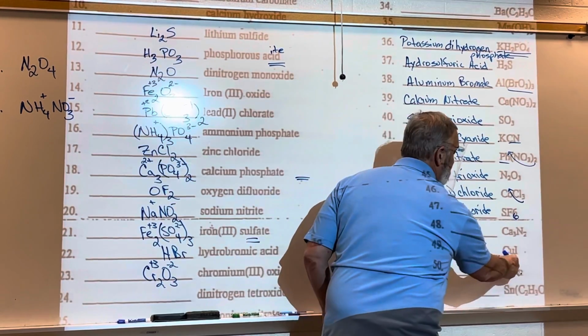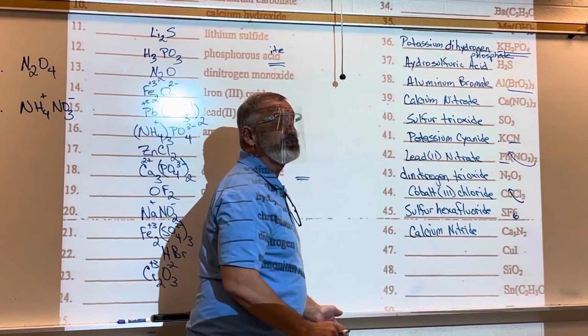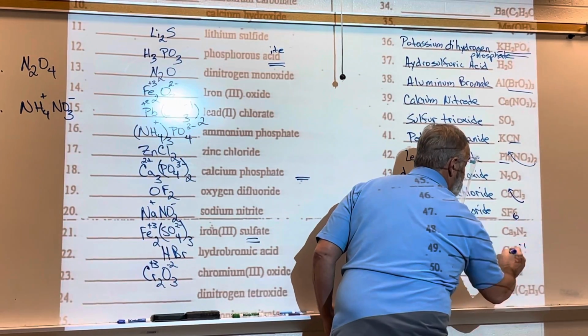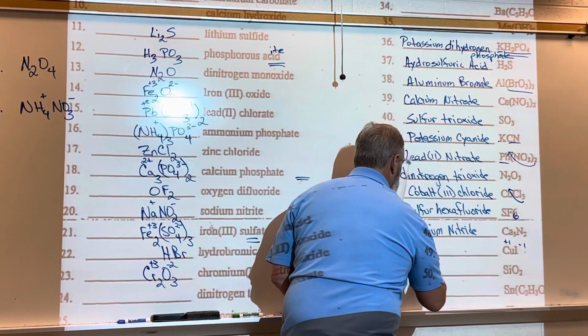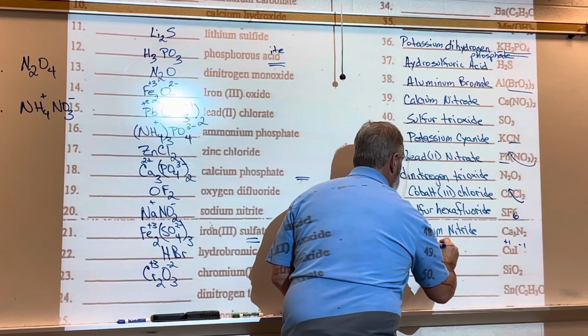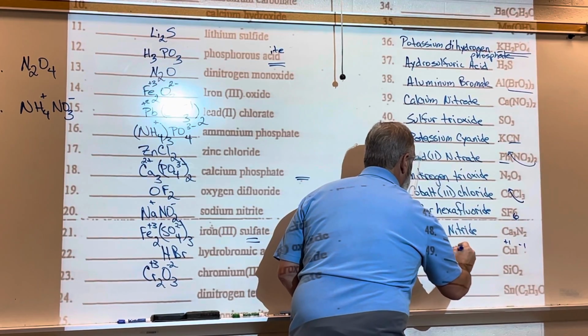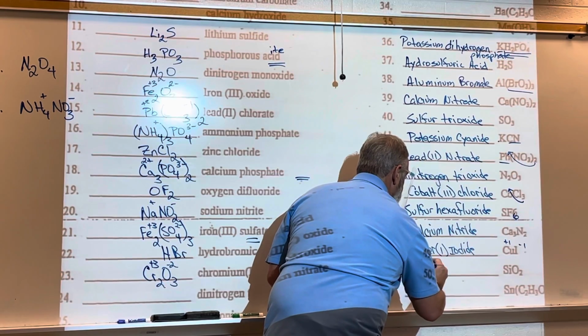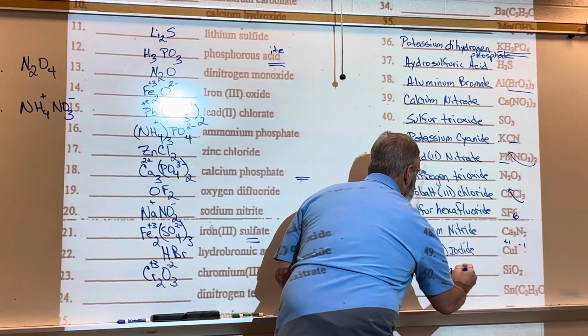Calcium nitride. Okay? Copper again is a transition metal with more than one. Iodide is -1, so copper must be +1. Copper 1 iodide. Silicon dioxide.